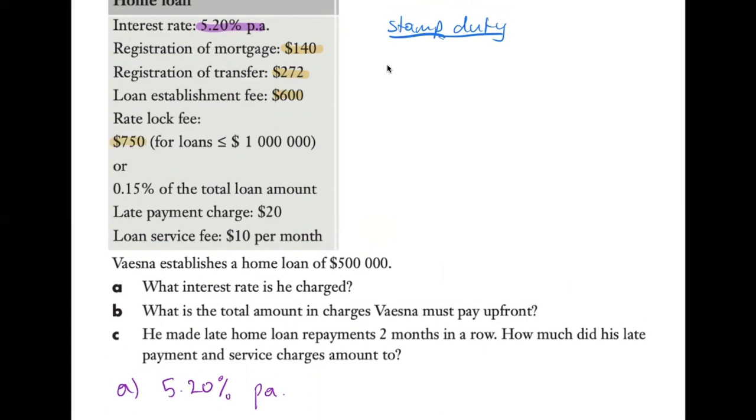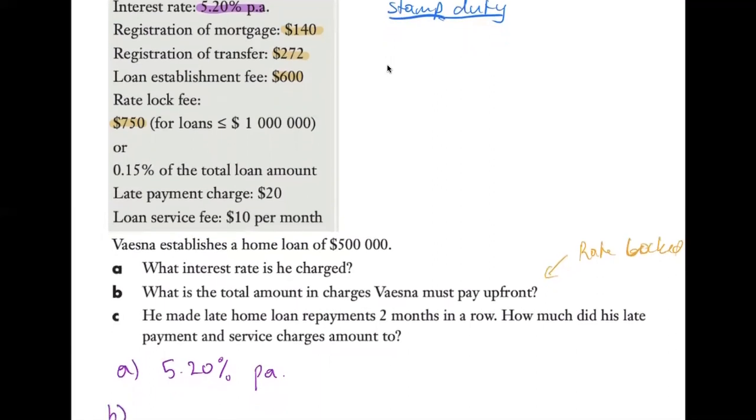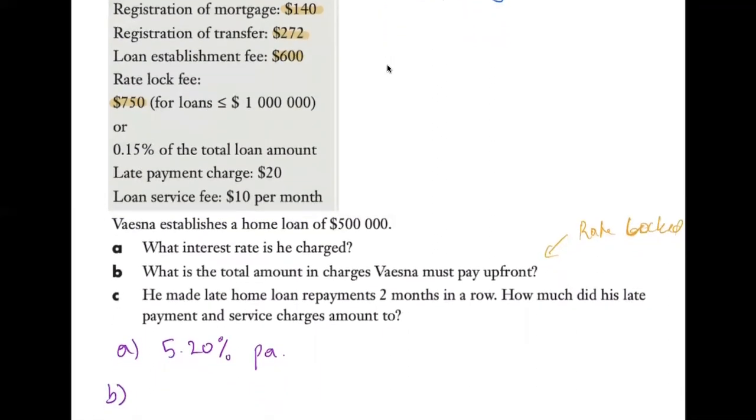It doesn't necessarily say that in this particular question, but let's just assume that he wants to have his rate locked, just to make sure that we're covering all of our bases here. Now, $750 because his home loan is only $500,000.